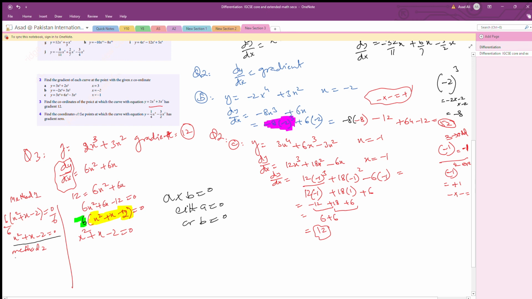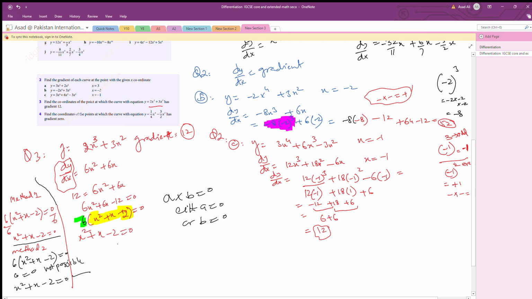Method 2: 6 into x square plus x minus 2 equal to 0. So say either 6 equal to 0 or x square plus x minus 2 equal to 0. Now this is not possible. So take this one. You can do it directly, or if you want to understand how it comes equal to 0, what happens to 6, then this is the explanation for that.